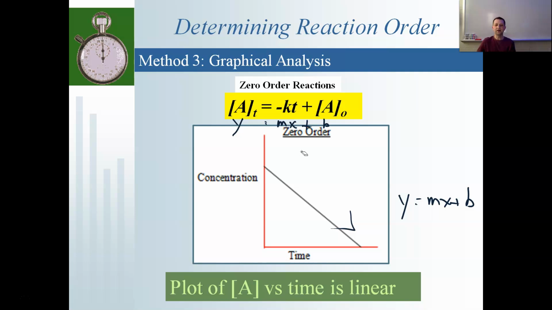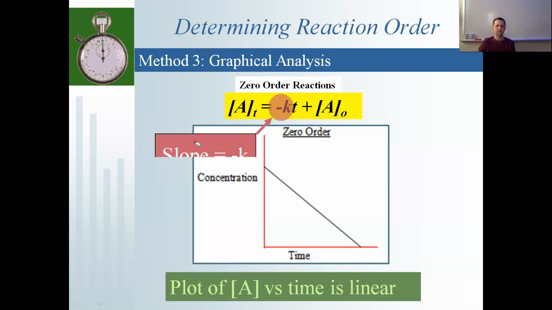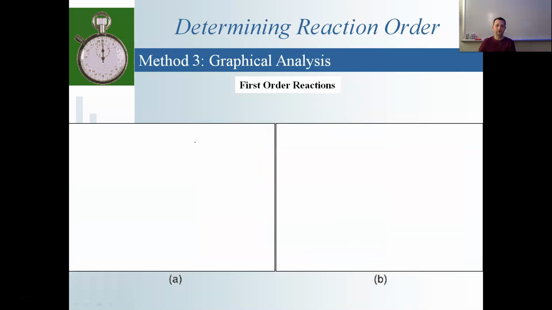So the plot of concentration versus time is linear. What we want to do here is figure out what could we graph to make a linear line, and that's going to tell us some information about what we have. So slope is negative k for zero order reactions in the y equals mx plus b format, when we do concentration versus time. That's our linear line there. So that's important to understand. A zero order reaction will give you a linear line when you do concentration versus time. That's different for every other order reaction that we have.